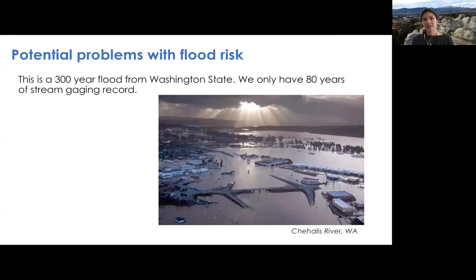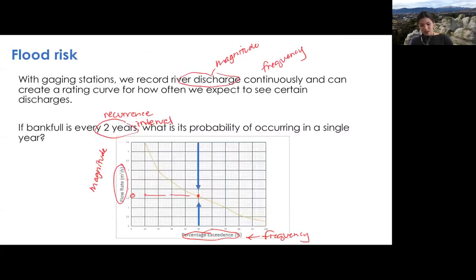European, white European settlers did not come to this area until the 1870s, and we definitely didn't install stream gauging equipment until much later than that. So we don't actually have 300 years to reference this flood event. And so we are taking this record here, and we are way extrapolating it, right? We're drawing this curve way up here in order to say that this is a 300-year event. And we don't know that this direction of the curve stays linear for this amount of time.